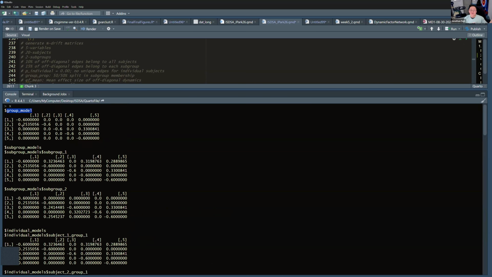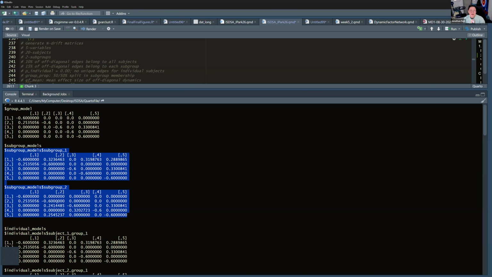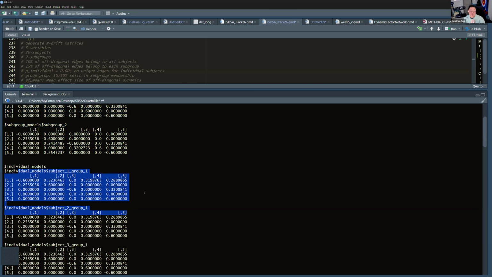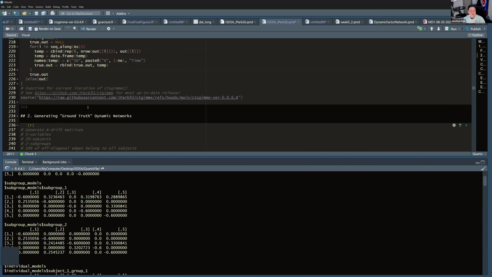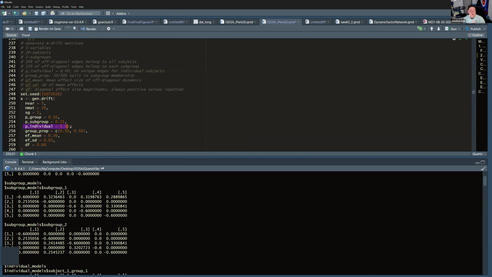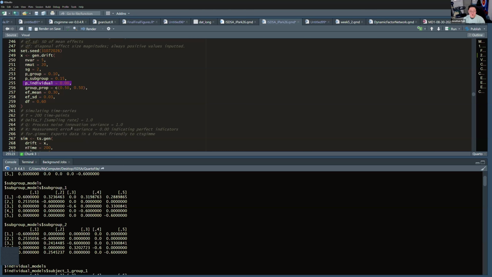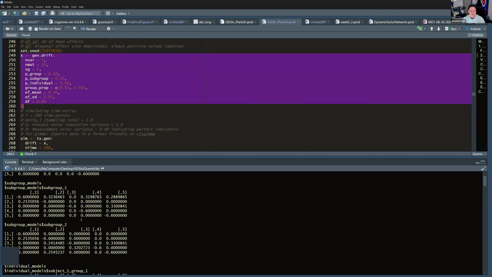This is the structure that every single person has. Then you have the individual models for subgroup 1 and subgroup 2. So this is what paths subgroup 1 members have, what paths subgroup 2 members have, and then you also have all of the individual models. In this case, the subgroup models and the individual models are going to be aligned perfectly. But if you had said, I want some proportion of individual paths, then the individuals will have additional paths on top of their subgroup structure. So that's what you get when you run this X object to generate your drift matrices.